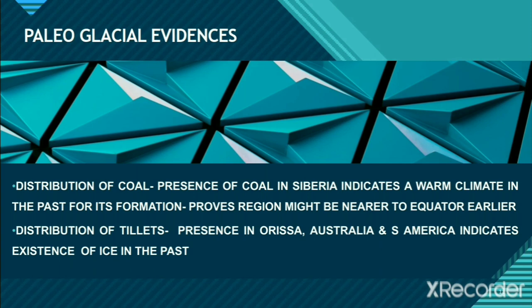Another one is the distribution of tillites. All the glacial deposits are collectively called till. Over a period of time, the till is converted to a rock called tillite. At present, we have tillites in Orissa, Australia and South America, which indicates that these areas might have been covered with ice in the past. The drift theory also gives a possible explanation for the present day tillite rocks.